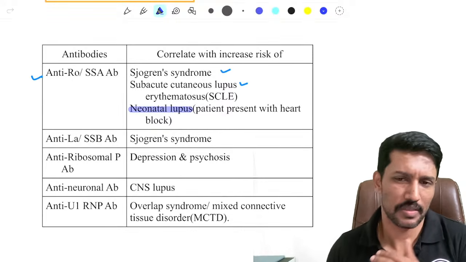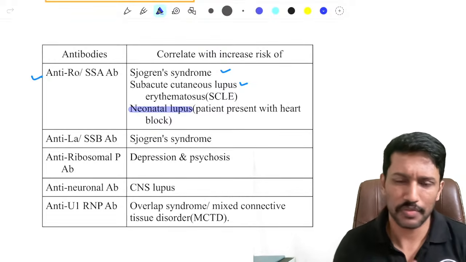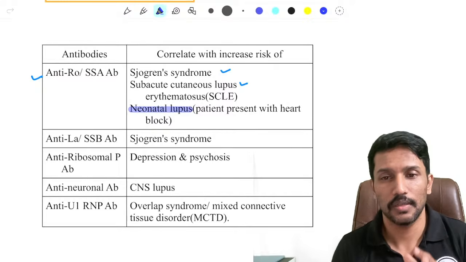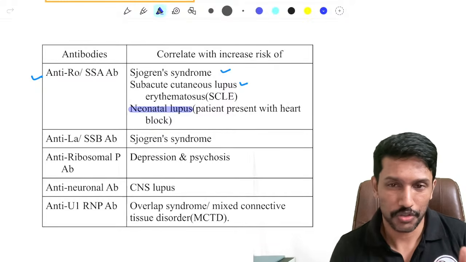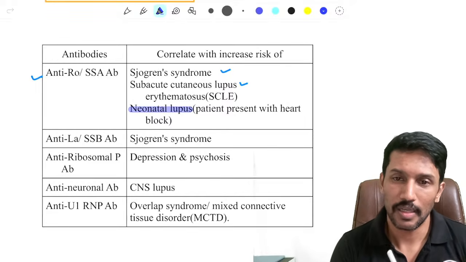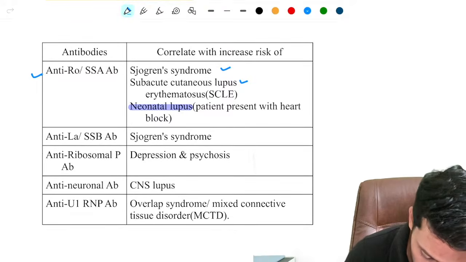The neonatal lupus is a transient illness. If heart blocks don't develop, it is kind of self-limiting. But heart block can be life-threatening. So that's why we should be very cautious in monitoring this mother and the fetus and also treating her SLE. Okay, so this is a very, very important MCQ point that I want you to remember.